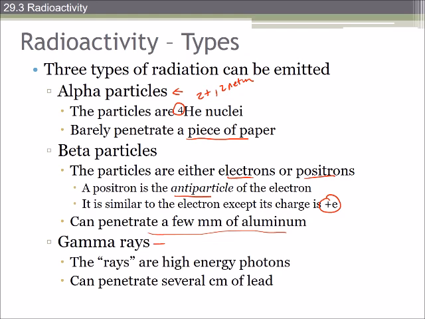Then the gamma rays are the most harmful ones. Those are the ones we tend to be more worried about. These rays are high energy photons, and they can penetrate several centimeters of lead. Since they're very high energy, they're basically a form of ionizing radiation and can cause DNA damage. That's the main problem with radiation, the DNA damage it can cause, particularly these gamma rays.